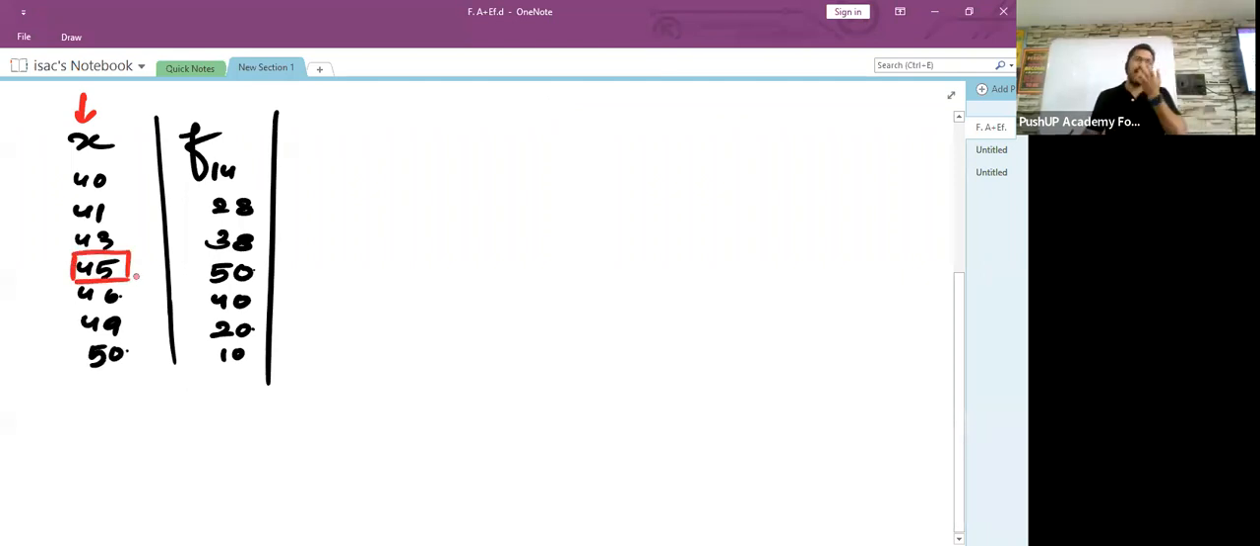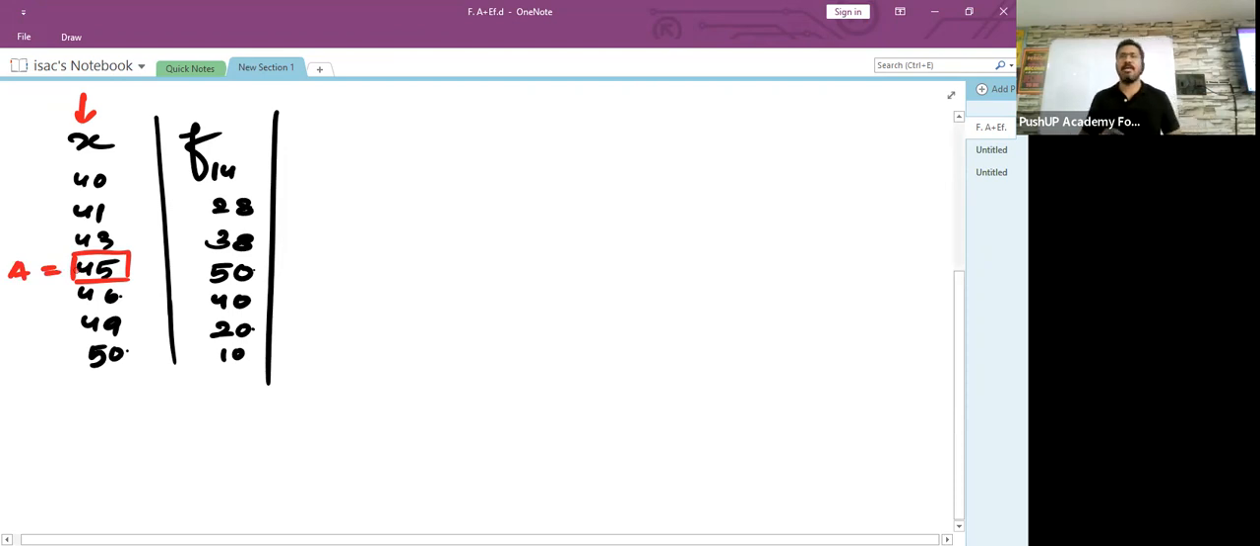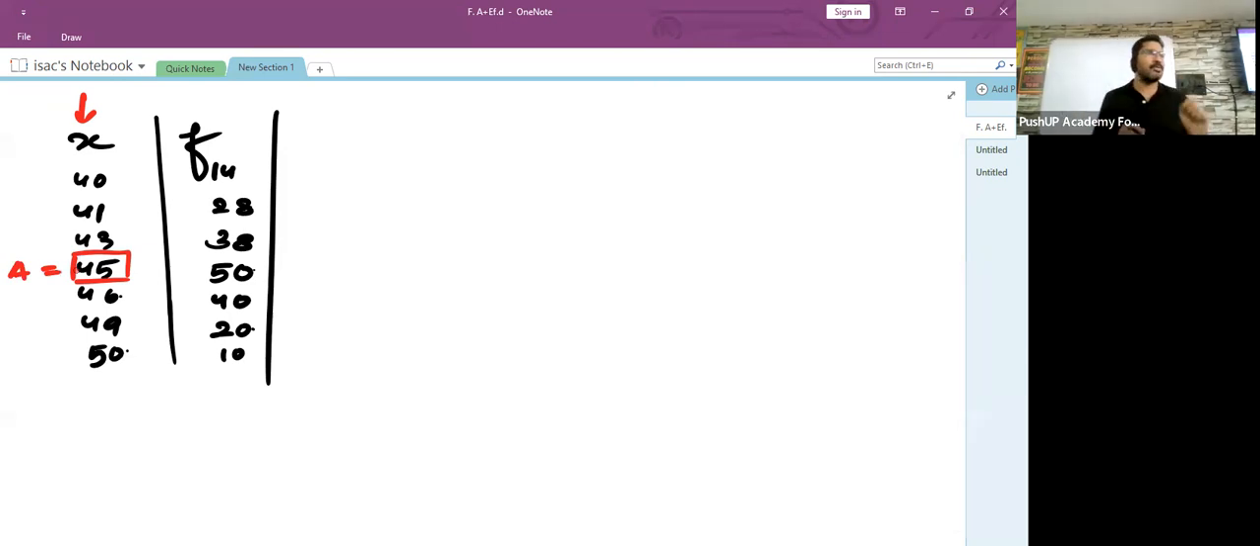There is no compulsion that you have to take 45. An observation which comes somewhere in the middle of the arrangement. So even if you take 43 or you take 46, there is no harm in doing so. Okay, you will still get the same answer as the other students who have taken 45 as the assumed mean. Remember this point. So I will put that value 45 inside a box and write capital letter A next to it so that you understand it is assumed mean.